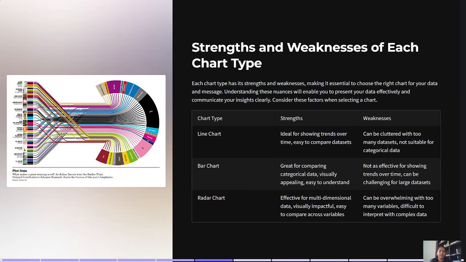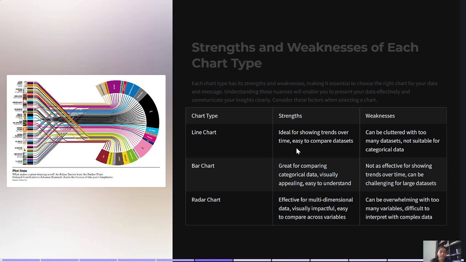Coming to the strengths and weaknesses of each chart. Each chart type has its strengths and weaknesses, making it essential to choose the right chart for your data and message. Understanding this will enable you to present your data effectively and communicate your insight clearly. Consider factors when selecting a chart.